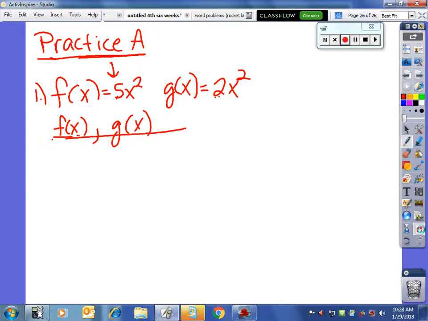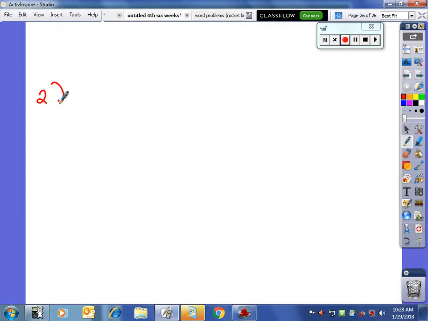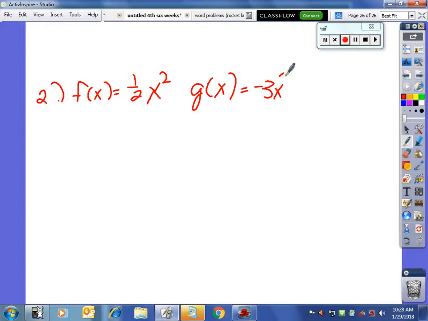Okay, so good question. Number 2. The second one says f of x equals 1/2 x squared. G of x equals negative 3x squared. And h of x equals x squared. This is why we talked about the absolute value of a, because the negative 3 is really smaller than 1, right? But when we're talking about width, you take the negative sign off and you just think about the 3. So what's the skinniest one going to be here?